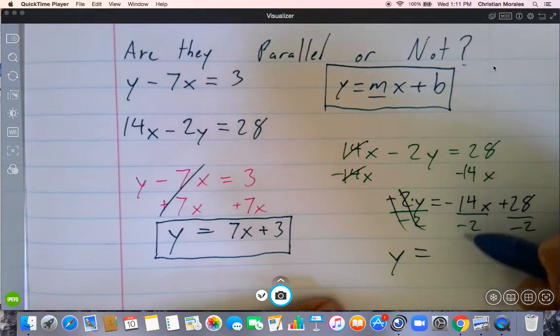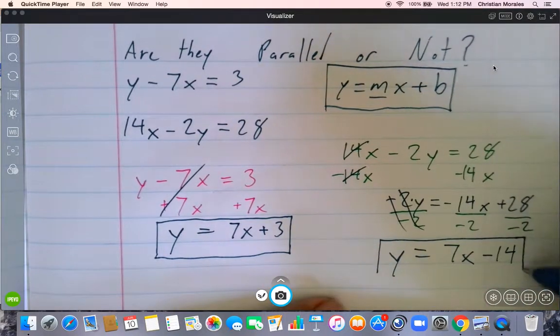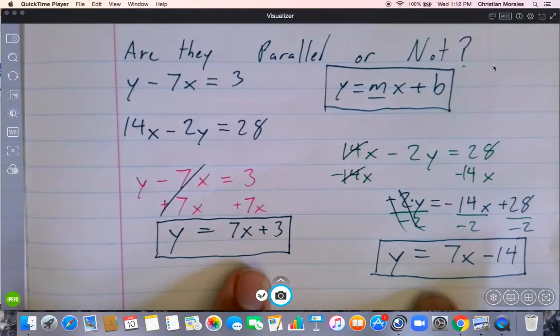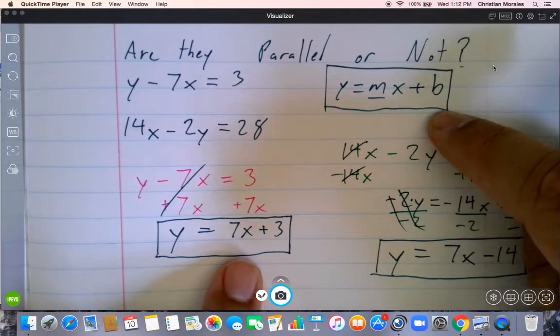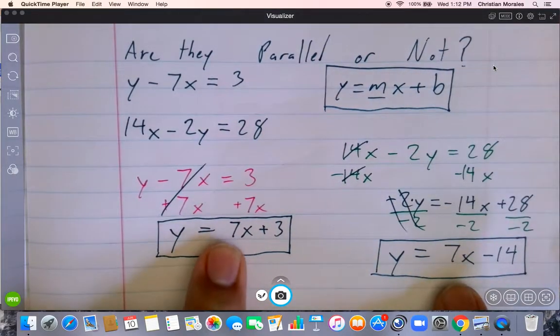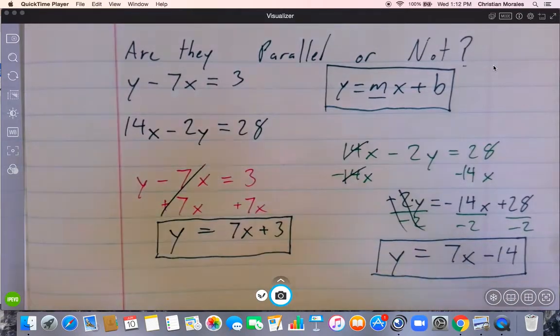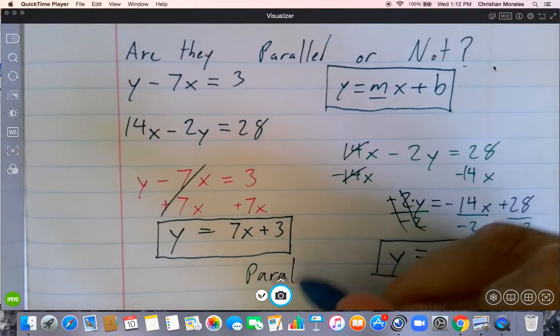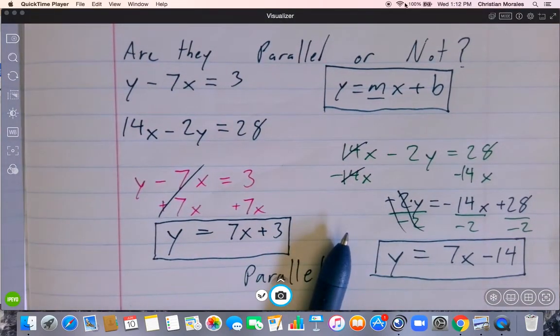Equal sign stays in the same place. Negative 14 divided by negative 2 is positive 7. Positive 28 divided by negative 2 makes negative 14. And there is my second equation. Now they are both in the same format, slope-intercept. And I wrote it like this so I can compare their slopes. If I look at their slopes, oh, they're the same number. They are identical. These are parallel because their slopes are identical. Okay, that's parallel lines.